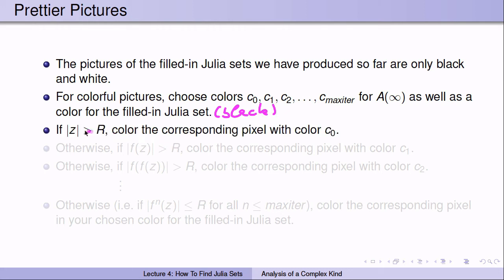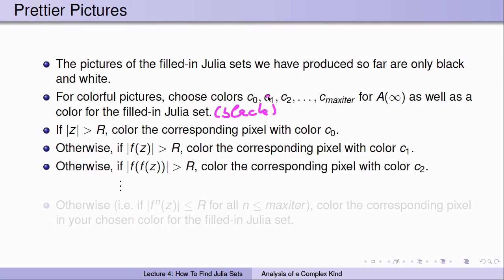Now, if |z| is greater than r, then you know right out from the start that that point belongs to A of infinity, so color it in the color C0, the first color you chose. Otherwise, find its iterate. If the iterate is greater than r in absolute value, color the corresponding pixel in color C1. If it's not bigger than r, but its second iterate is bigger than r, color the corresponding pixel in color C2, and so forth. So you are coloring pixels depending on how long it takes the corresponding point z to escape that circle of radius r. The longer it takes, the closer your color gets to the color from max iteration.